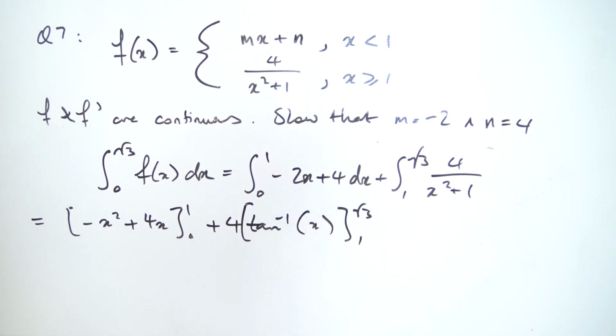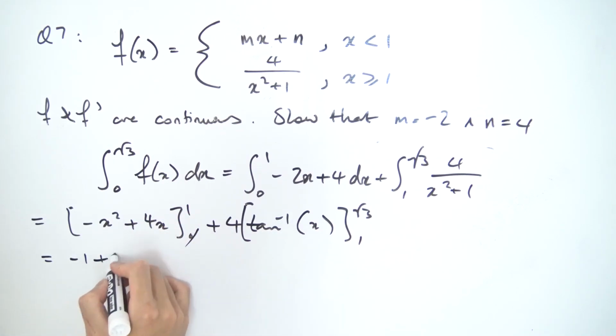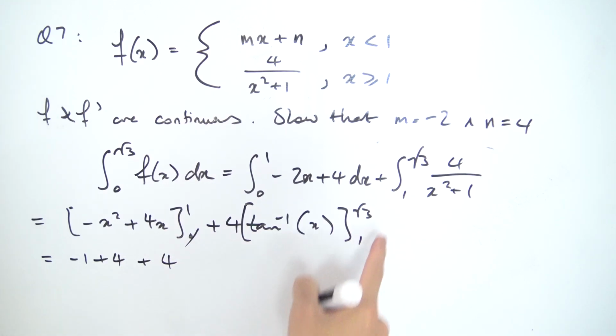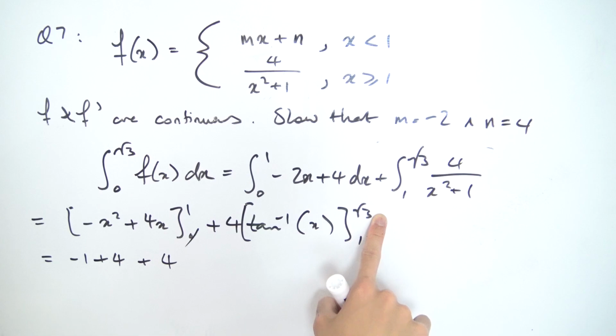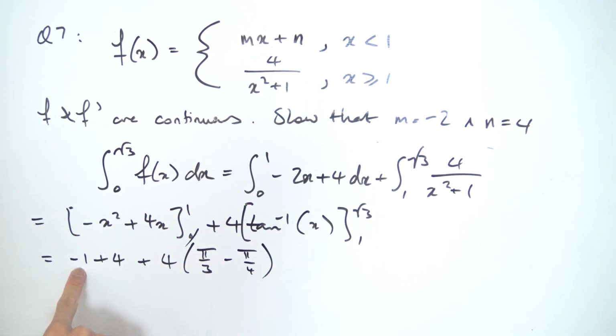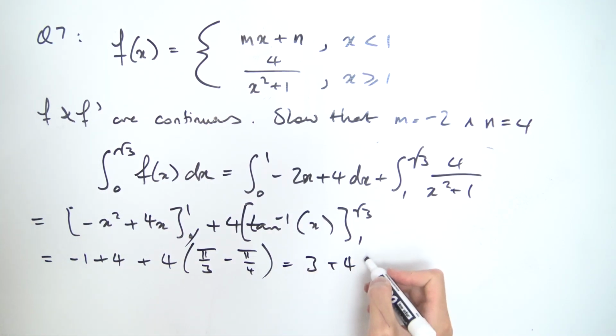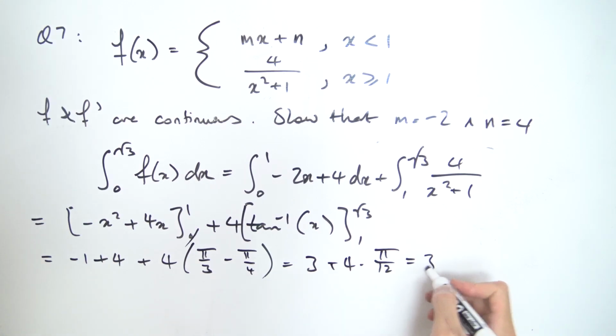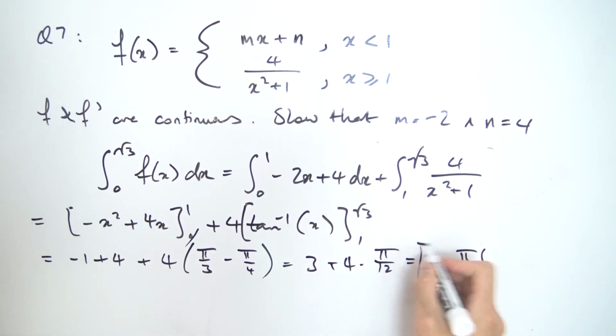And notice if you plug 0 into these x's, then they all cancel out. So we plug 1 into here, which is minus 1. Plug 1 into here, that's plus 4. And then we have plus 4 times inverse tangent of root 3, that's pi on 3. And then inverse tangent of 1, that's pi on 4, so subtract pi on 4. But pi on 3 minus pi on 4, that's pi on 12. So we're left with 3 plus 4 times pi on 12, which is equal to 3 plus pi over 3. And that's the answer.